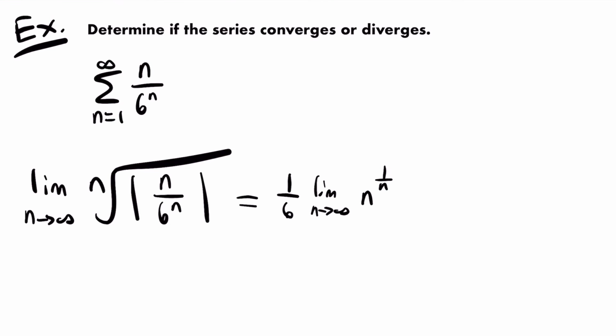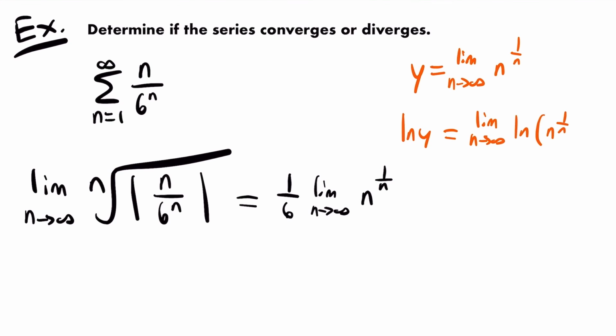Specifically, I'm going to use the natural log function, but first we need to set this limit equal to some other value. In this case, I'm just going to say that y is equal to the limit as n approaches infinity of n to the power of 1 divided by n. Then we can take the natural log of both sides and have the natural log of y is equal to the limit as n approaches infinity of the natural log of n to the power of 1 divided by n.